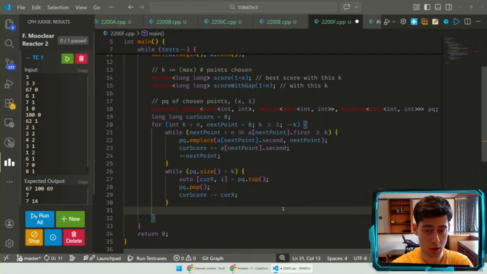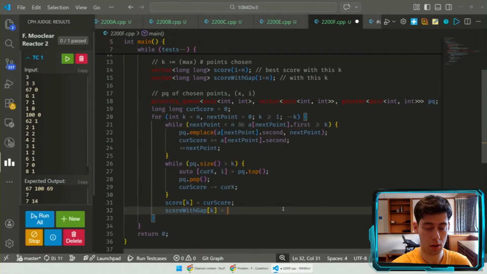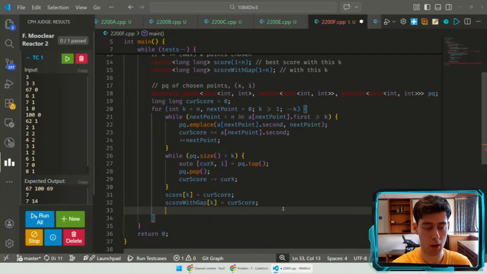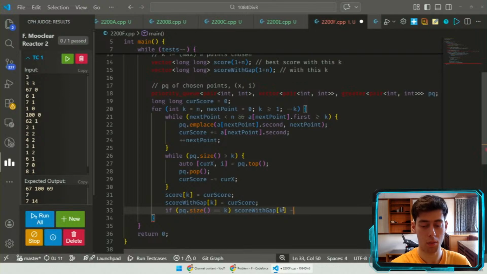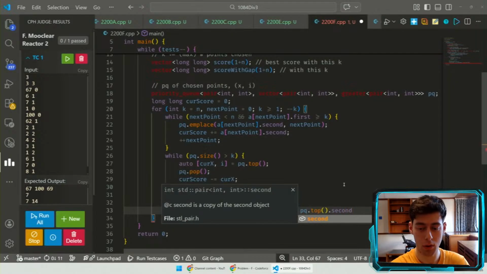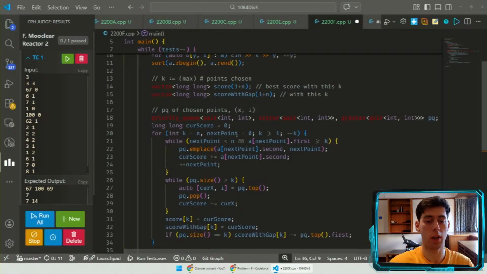And now I'm going to say score k equals current score. And score with gap k equals current score as well. But if PQ size is exactly k, then score with gap k minus equals PQ top first. We're just going to subtract the worst value. Okay, so this should be ready now.